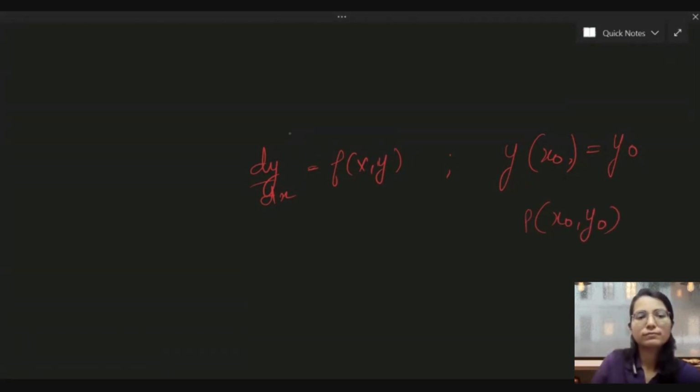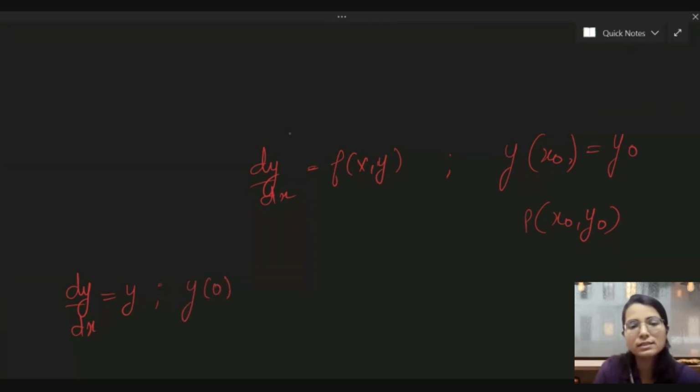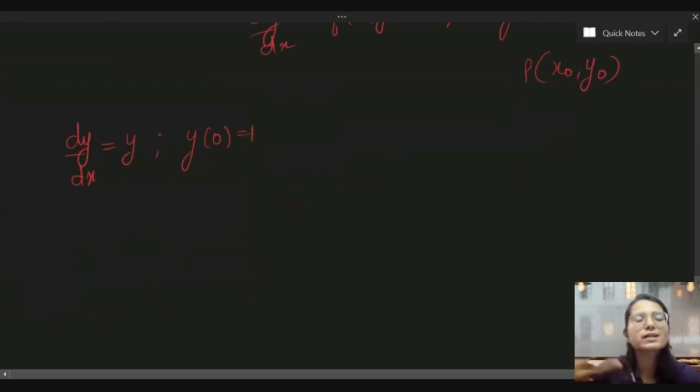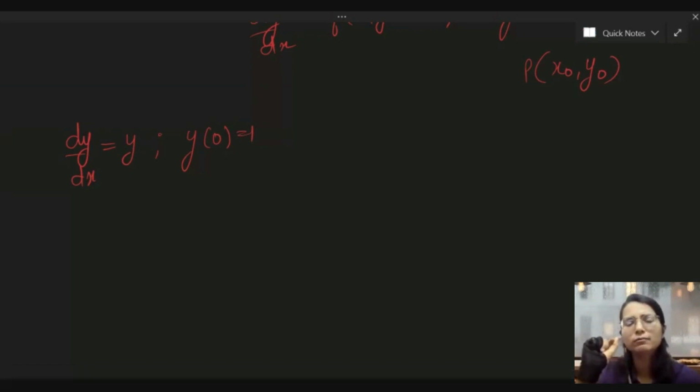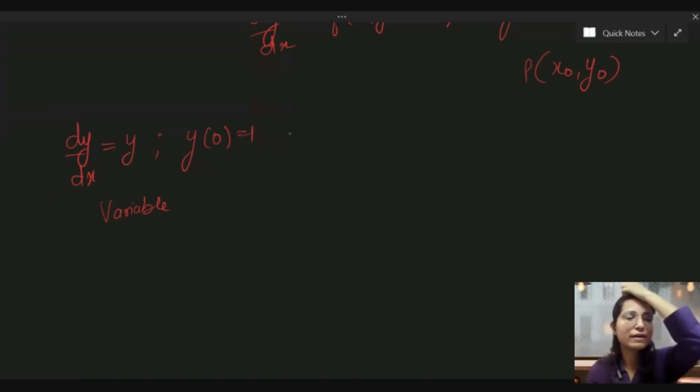For example, if your differential equation is dy by dx is equal to y, and the initial condition is y of 0 is equal to 1. Now you are asked to find the solution of this differential equation. There is a very basic way of finding the solution, which is called the variable separable form. There's a lot more to cover in the basics of differential equations, but not everything can be covered in just a 2-hour lecture. I'll try my best to explain it to you.